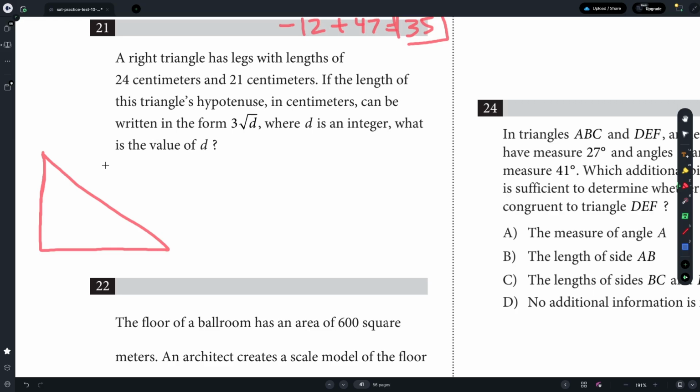A right triangle has legs. What are the legs in a right triangle? The hypotenuse is always the side that is opposite of the right angle. So this is the hypotenuse, just label it as hyp. The legs are actually these two sides. They're seen as legs because they're like legs for the hypotenuse. So the other two sides are the legs.